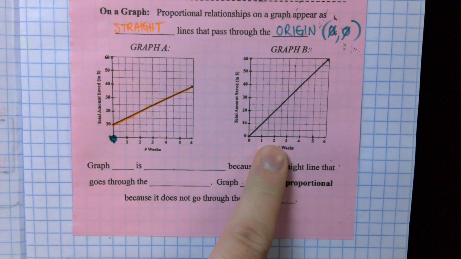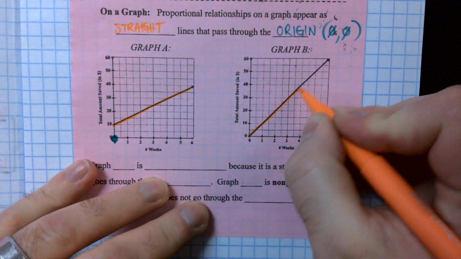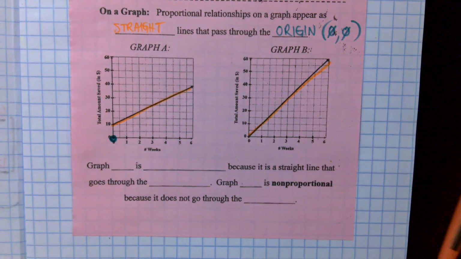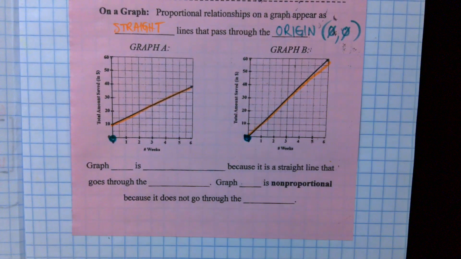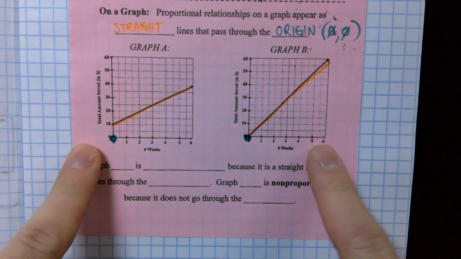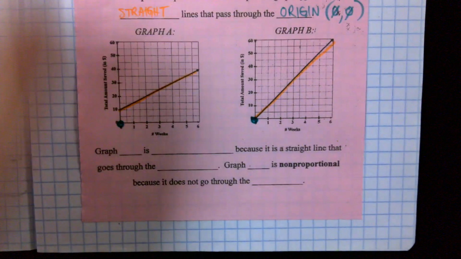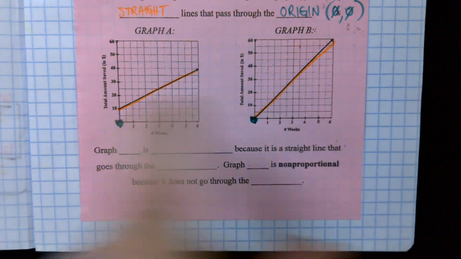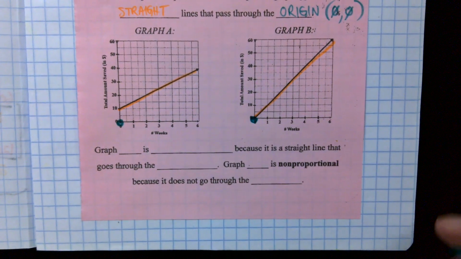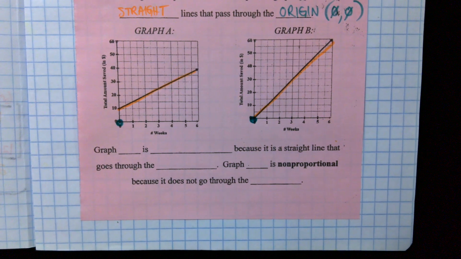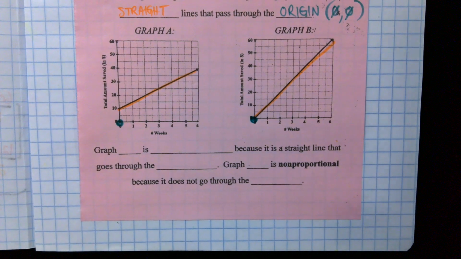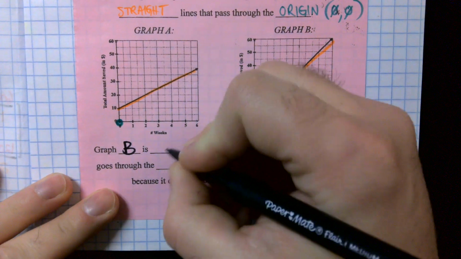Is graph B a straight line? Yes. Does graph B go through the origin? Yes. You guys see the difference between these two? Yeah. Okay. Good. Which one of these would be proportional? Give me a thumbs up for graph A is proportional. Give me a thumbs down for graph B is proportional. Good. I see all thumbs down. That is absolutely right. Graph B is proportional.